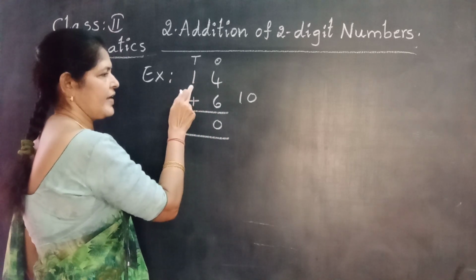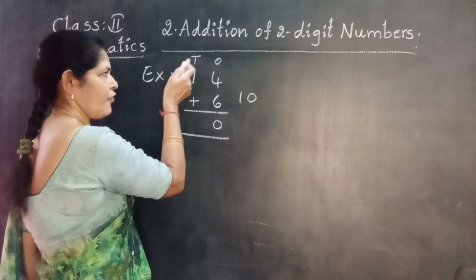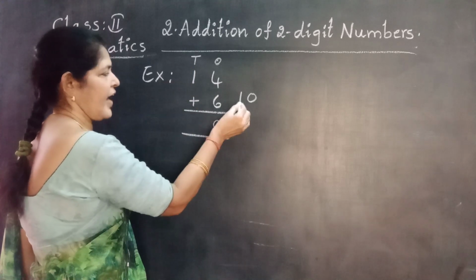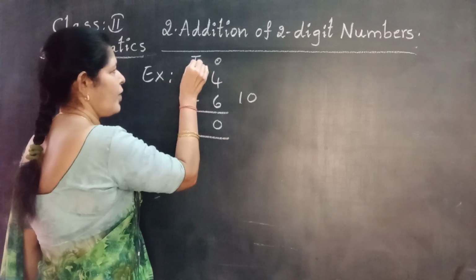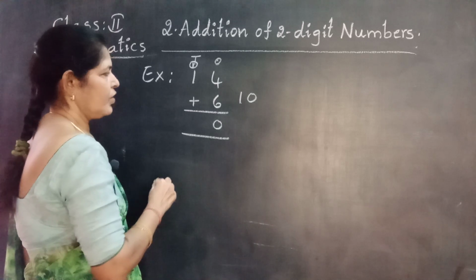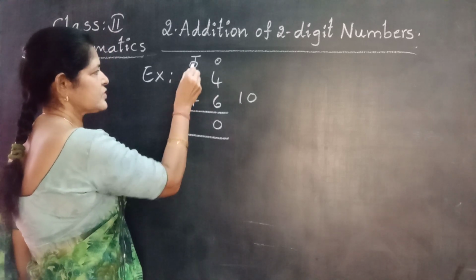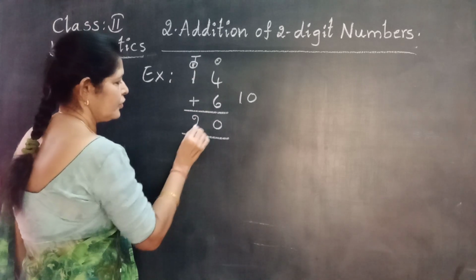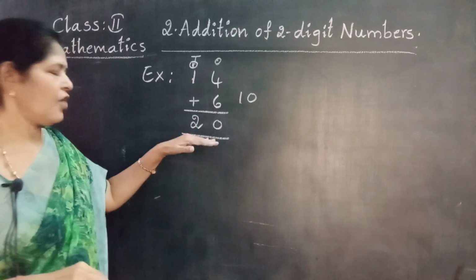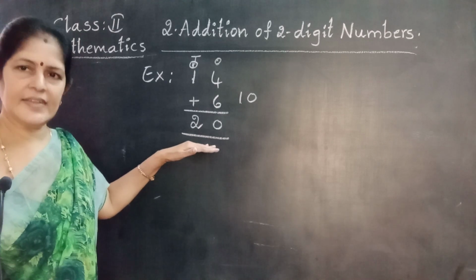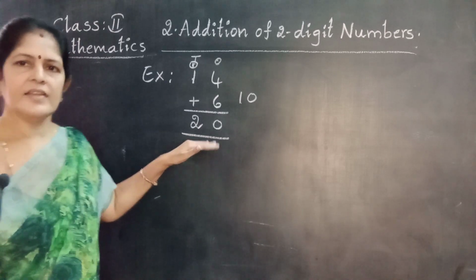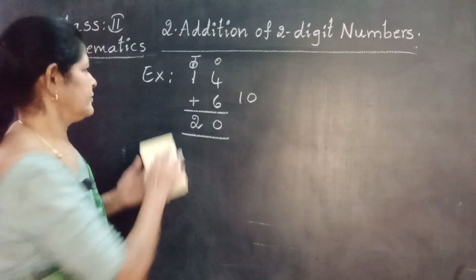This is the tens place. We write this 1 above this one. Now add. 1 plus 1, 2. Write 2 in the tens place. Now what is the total? 20. Another example.